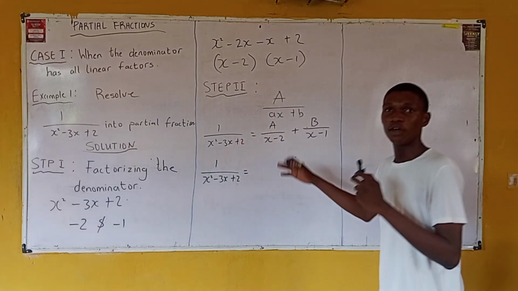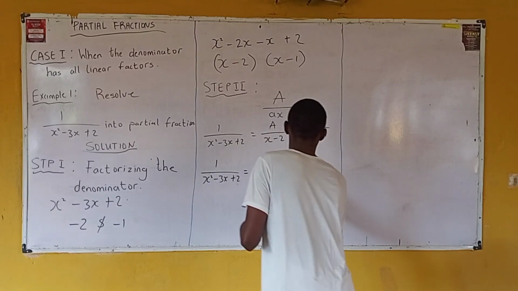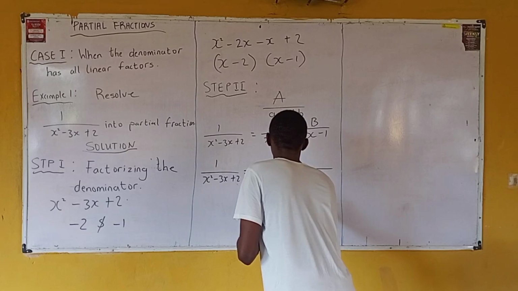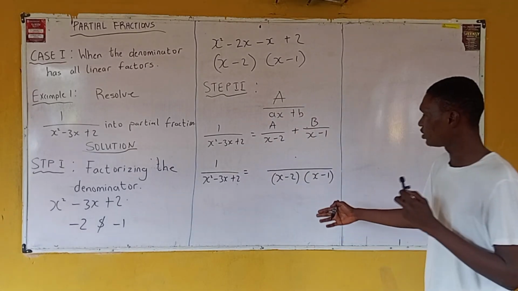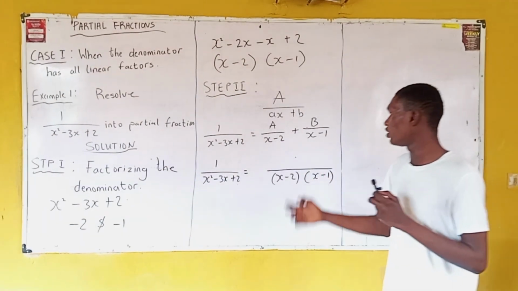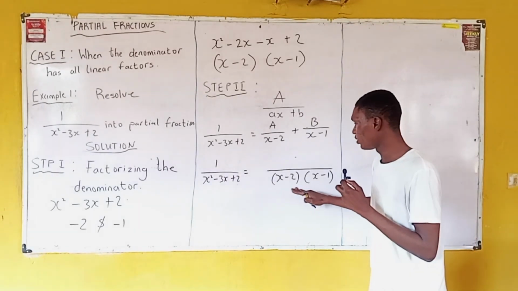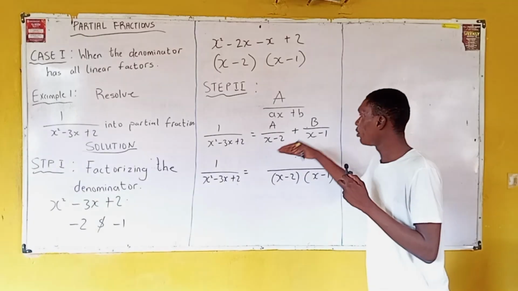So now we can do the LCM of the denominator. What will the LCM of the denominator be? It will be x minus 2, x minus 1. So if we have the denominator as x minus 2, x minus 1, what do we do next? We are going to divide this LCM by the denominator we have first, then multiply it by a.